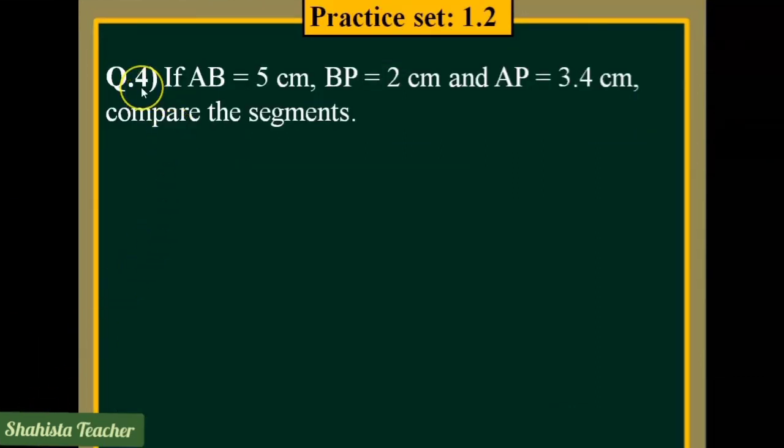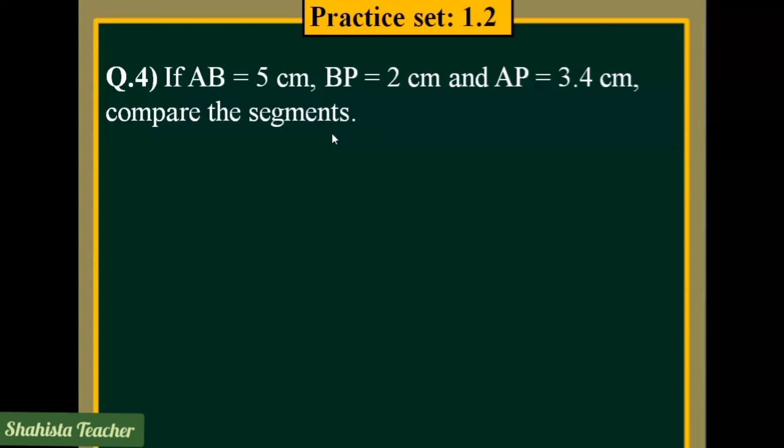Students, let's read and understand question number 4. If AB is equal to 5 centimeter, BP is equal to 2 centimeter and AP is equal to 3.4 centimeter, compare the segments. Now students, this question is same like what I taught you before. Here we have to compare the segments, applying the comparisons of segments which I taught you before.